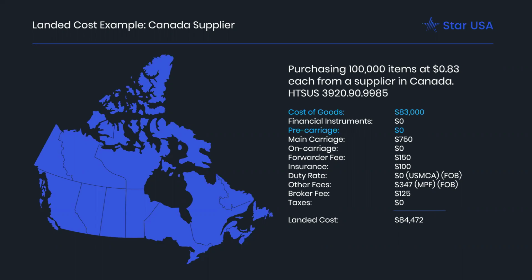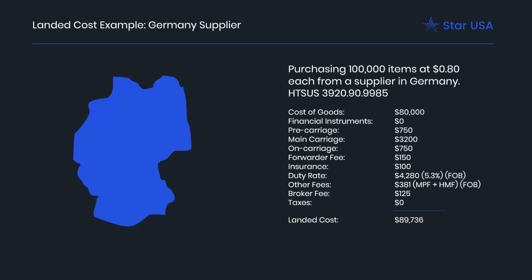So we're going to contrast that $84,472 against an import from Germany for the same items. We're buying 100,000 of them, but we're buying it at 3 cents cheaper. So that's a pretty substantial difference. And we're going to look at what the landed cost variance is going to be. So same HTS number, cost of goods is $80,000 versus the $83,000 from before.